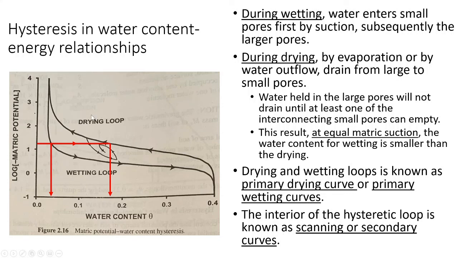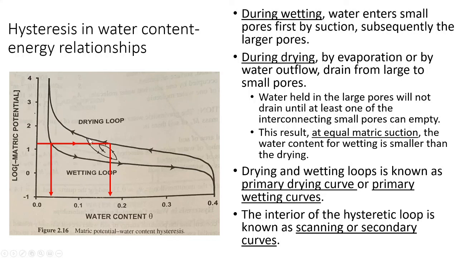So why do we have different curves? Let us look at the reason behind it. During wetting, water enters the small pores first. The small pores of the soil will start to take up the water first when it is first exposed to water. Subsequently, the larger pores will be filled up. So small pores attract water, and only then will the large pores fill up with water. But during drying, by evaporation and by outflow, drainage starts from large pores to small pores.